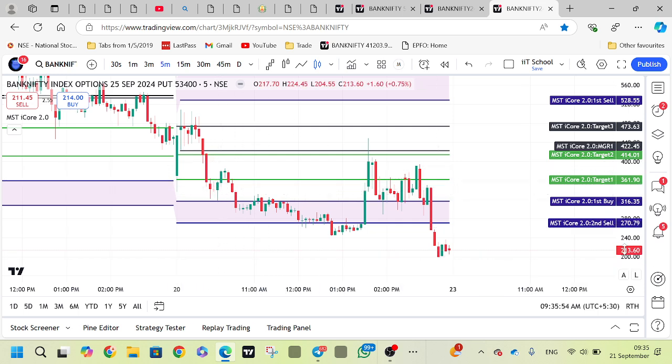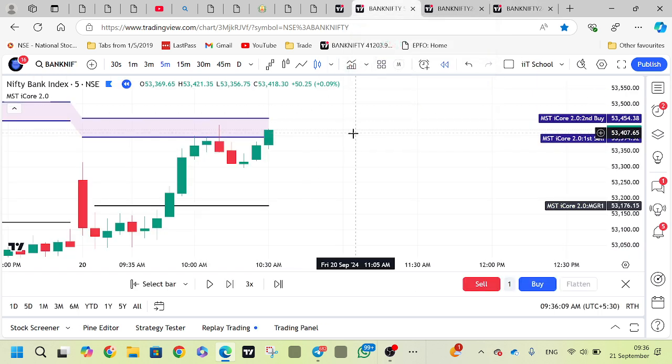So how much profit have we got? 360 to 405, 45 points profit you have got. So we are telling you to book only 40 points initially. Later you can revise the stop loss and wait for another target. So these are the basic settings we follow for options trading.